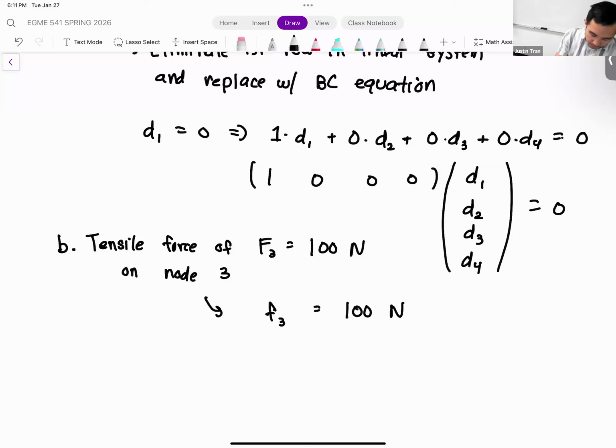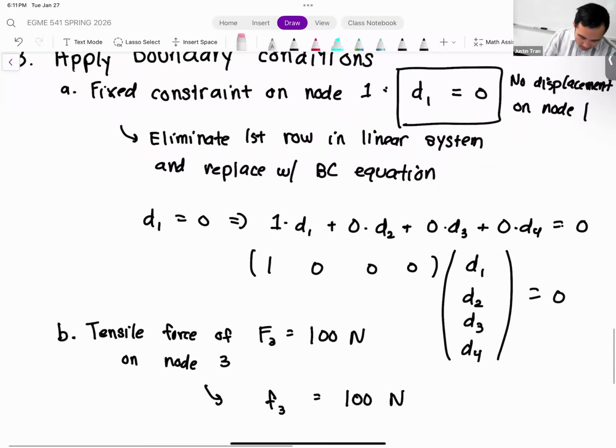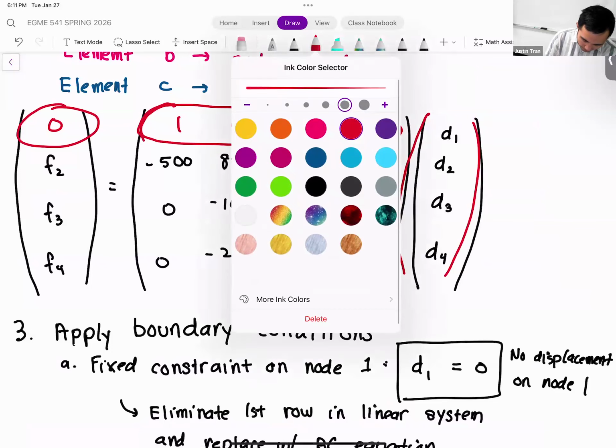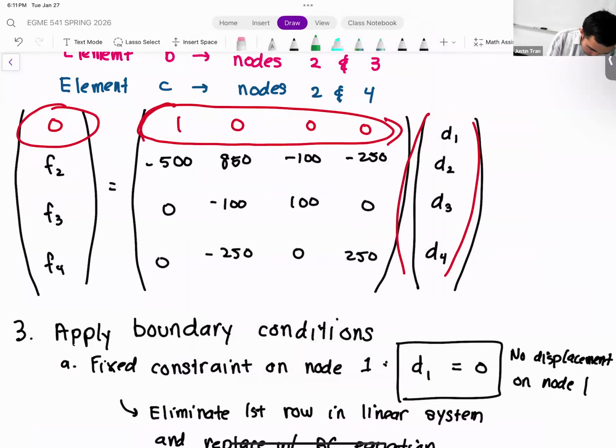And so if we go back to our linear system here, let's go ahead and apply that. As we go to our third row, let me choose a different color. All right. So we have F3 there, and we're just going to replace that with our value of big F3. And since it's a tensile force, we're going to apply a positive value. And so we're going to plug in 100 for that value.